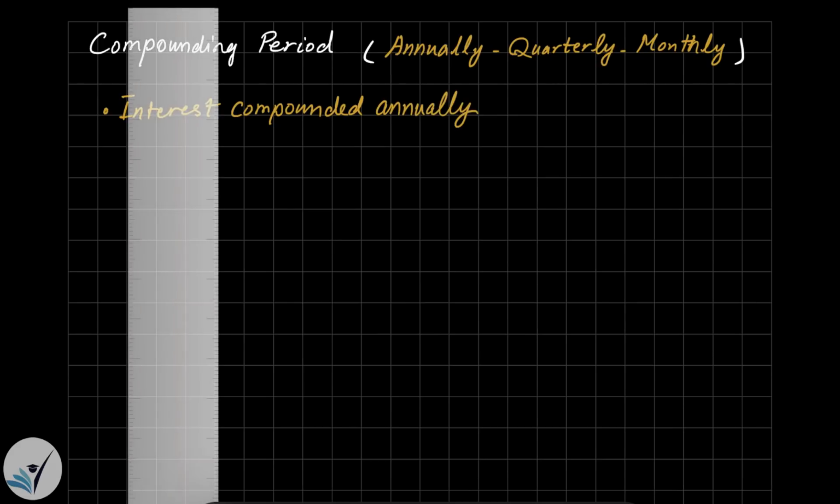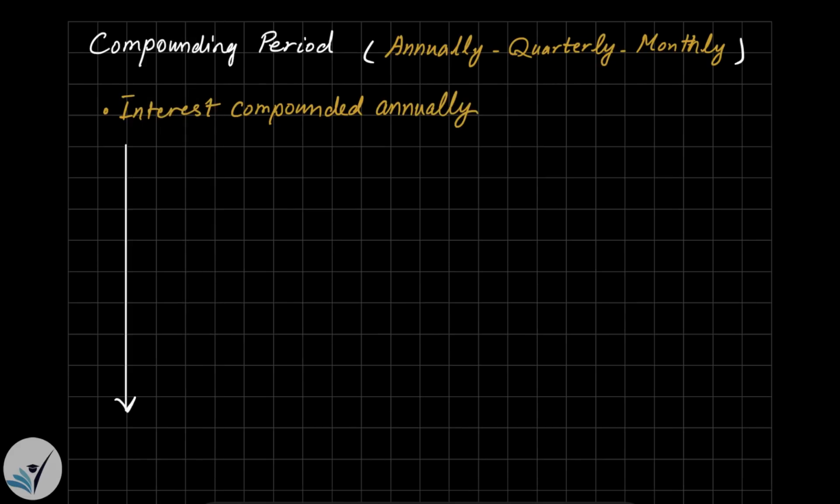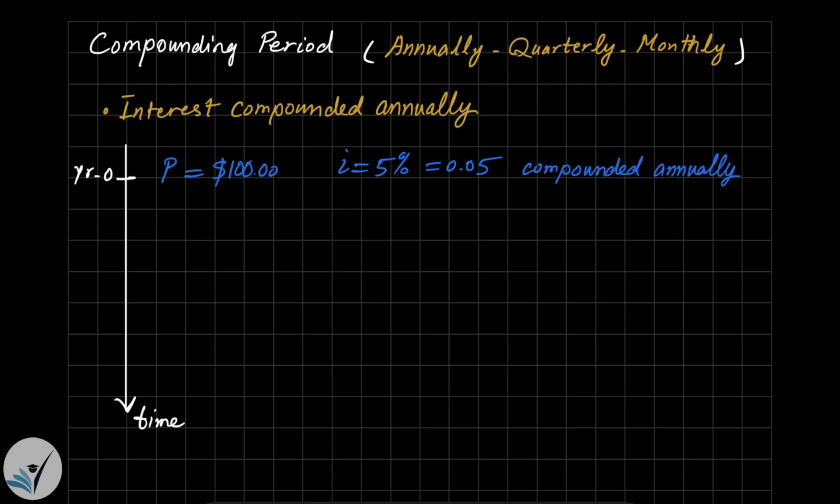Let me draw a timeline here. For the purpose of this video, let's assume the principal or the original money that you invest in the account is $100, and the interest rate is 5% or 0.05, and this is compounded annually. So we wanted to see after year one how much is the balance of the account.